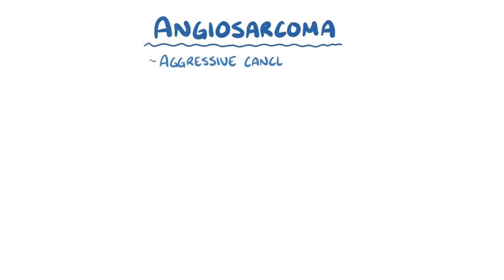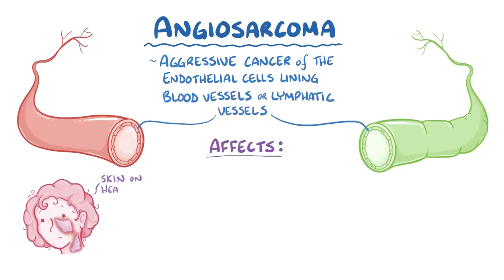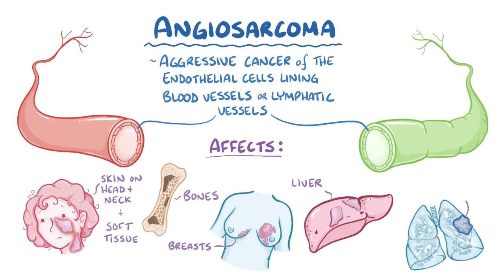Alright, as a quick recap, angiosarcoma is an aggressive cancer of the endothelial cells lining the walls of blood vessels or lymphatic vessels. It usually affects the skin on the head and neck, soft tissue, bones, breast, or liver, but also metastasizes quickly, especially to the lungs.